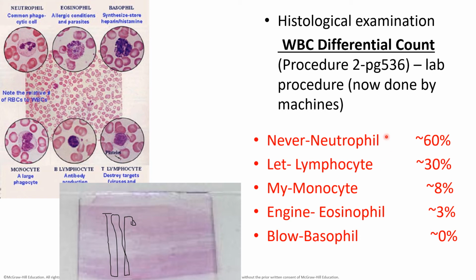So if we saw, let's say out of 100, we would see about 60 neutrophils, and that makes sense because that's what you're supposed to see. Then out of 100 white blood cells that you counted, you'd see about 30 lymphocytes, about 8 monocytes, and about 3 eosinophils. So this is that mnemonic. Make sure you watch that video on the mnemonic. That'll help clear that up for you. It'll make you really understand it, and you'll never forget it.